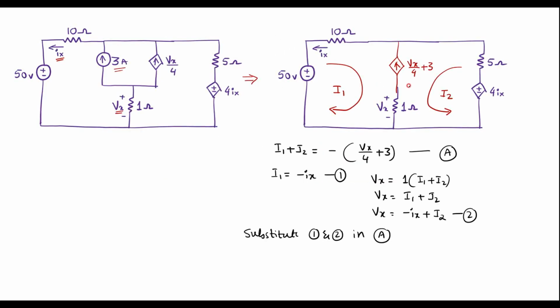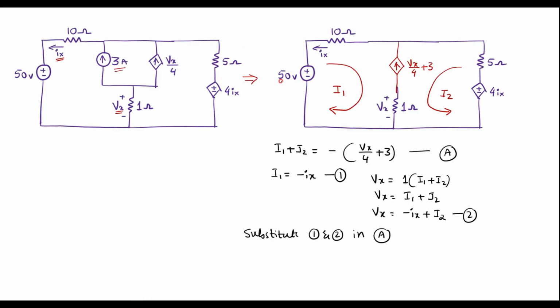So now, after analyzing the current source, we have to assume that this branch is removed from the circuit. If we remove this branch from the circuit, we get only one loop. This loop is known as the super loop. We have to apply KVL to the super loop, considering I1 and I2 separately. Now let me apply KVL to this super loop.